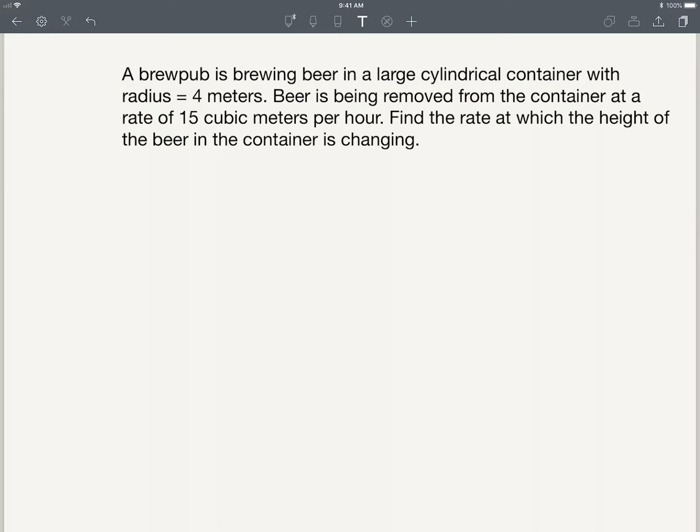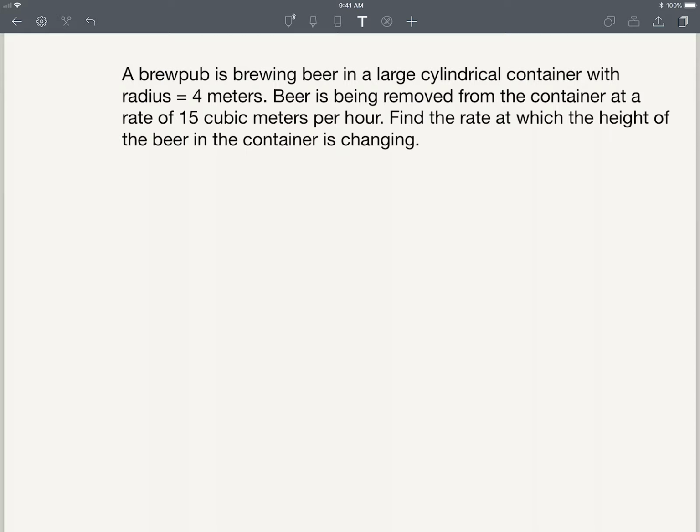Okay, this is another problem from homework. This is 12.5, I believe. I think this is related rates. So the question says a brew pub is brewing beer in a large cylindrical container with R equals 4 meters. Beer is being removed from the container at a rate of 15 cubic meters per hour. Find the rate at which the height of the beer in the container is changing.